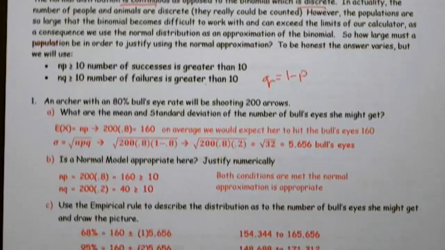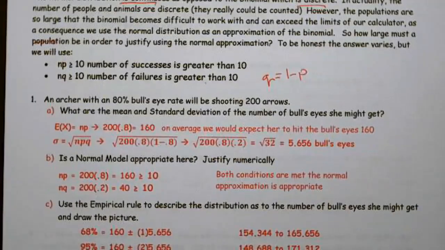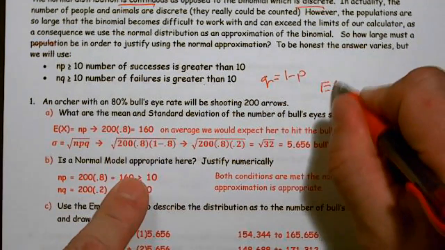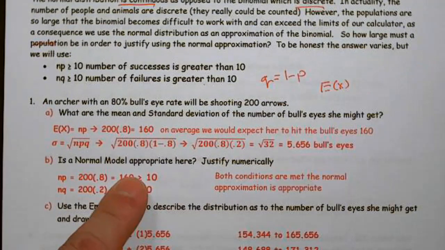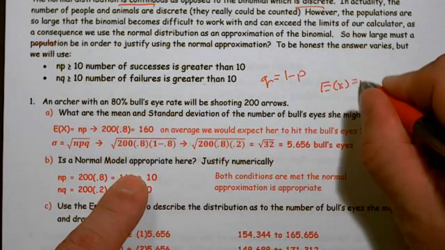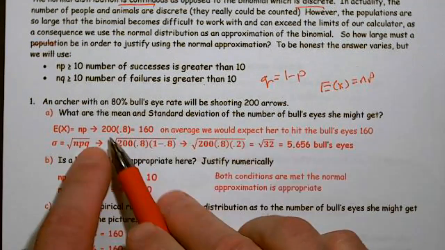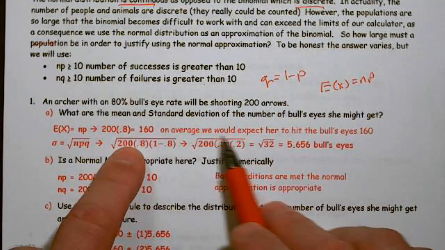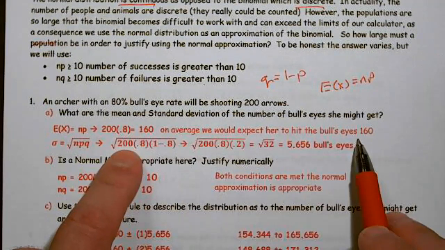and the number of successes must be greater than 10. So an archer with an 80% bullseye rate will be shooting 200 arrows. What are the mean and standard deviation of the number of bullseyes? Well, this is the binomial because we have a fixed number of trials, a fixed probability, and we're hoping the probability doesn't change. The expected value is always n times p. In this case, 200 times 0.8 is 160. On average, we'd expect her to hit the bullseye 160 times.